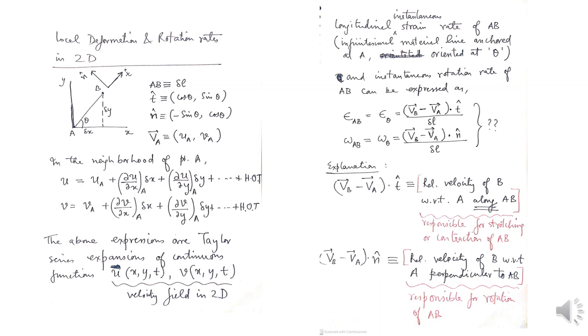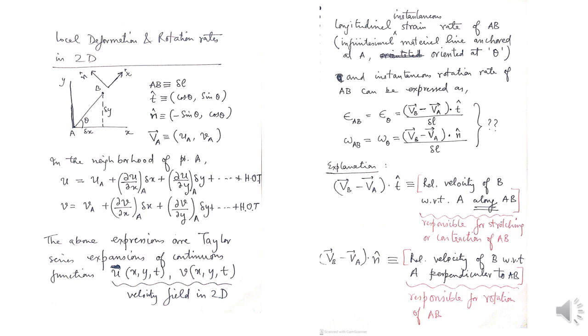Remember, in two dimensions, if a line is rotating, then the normal component of the relative velocity of one end with respect to the other, divided by the length, gives you the angular velocity of the line. So that fact has been used here. This completes the basic expressions for local deformation and rotation rates in two dimensions.